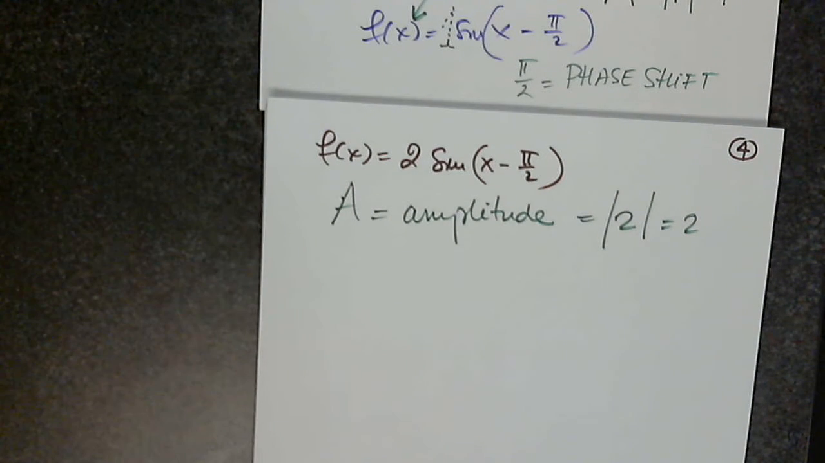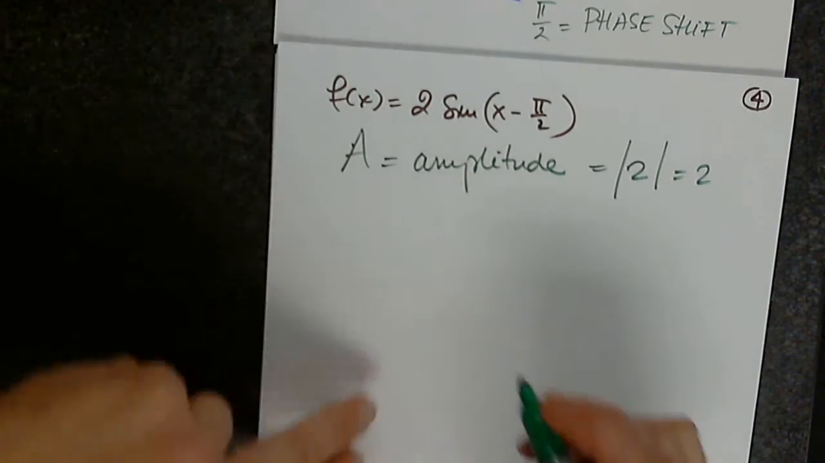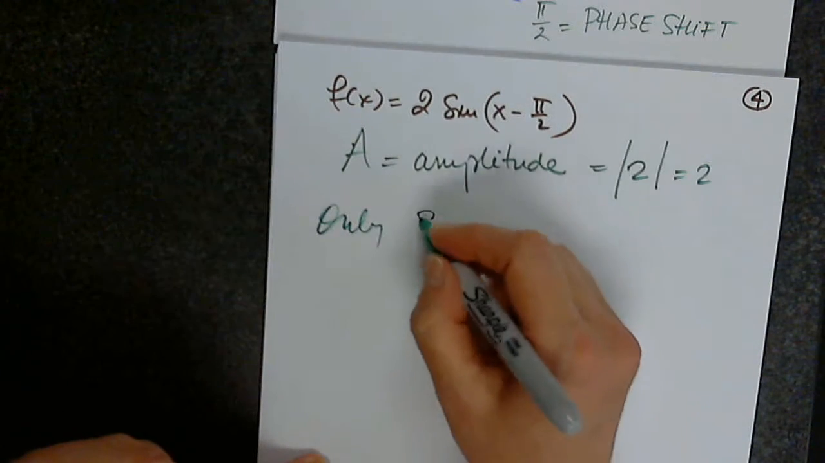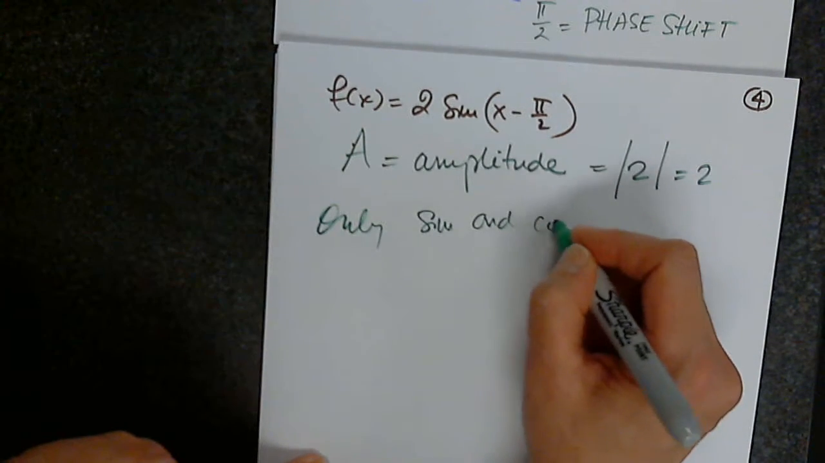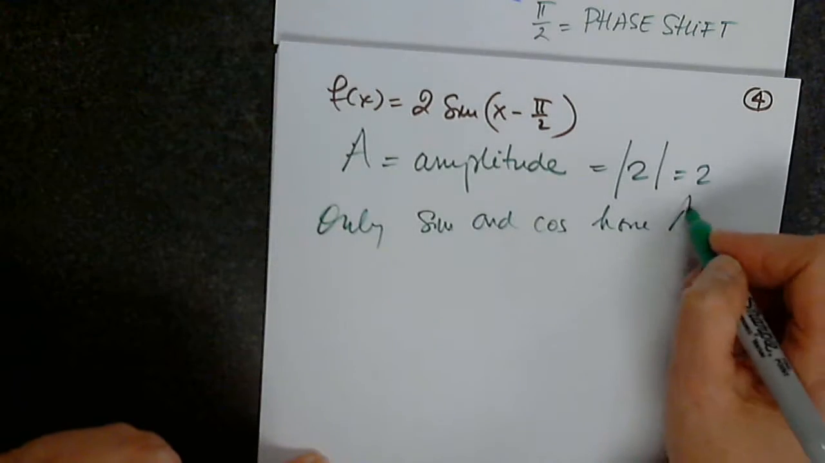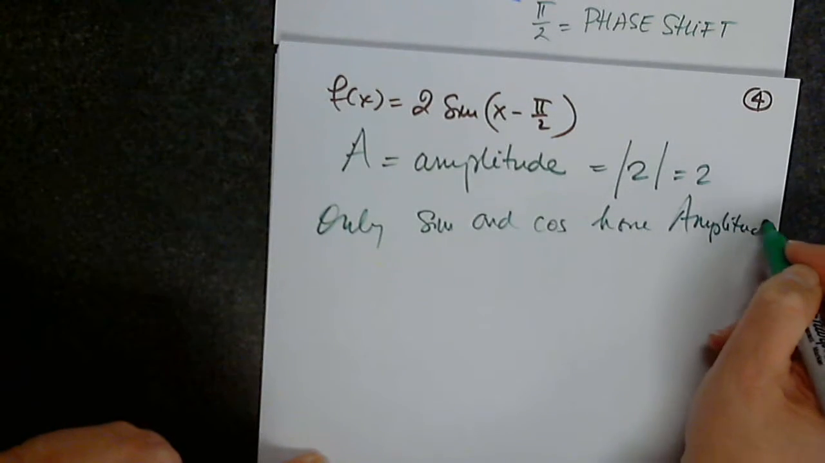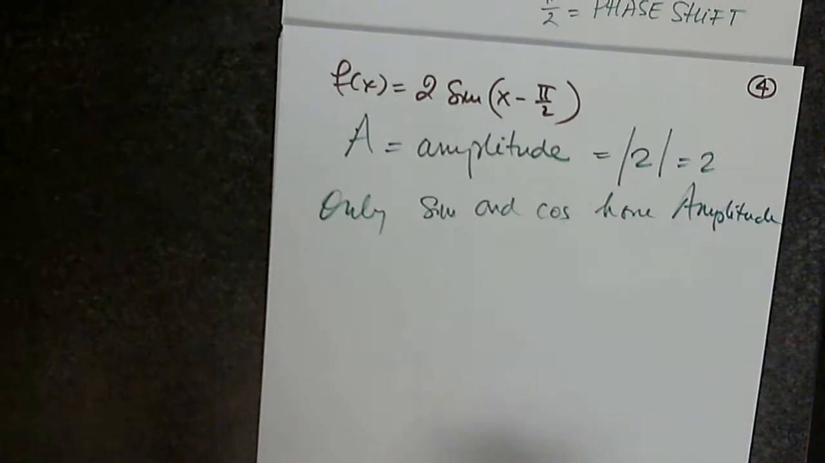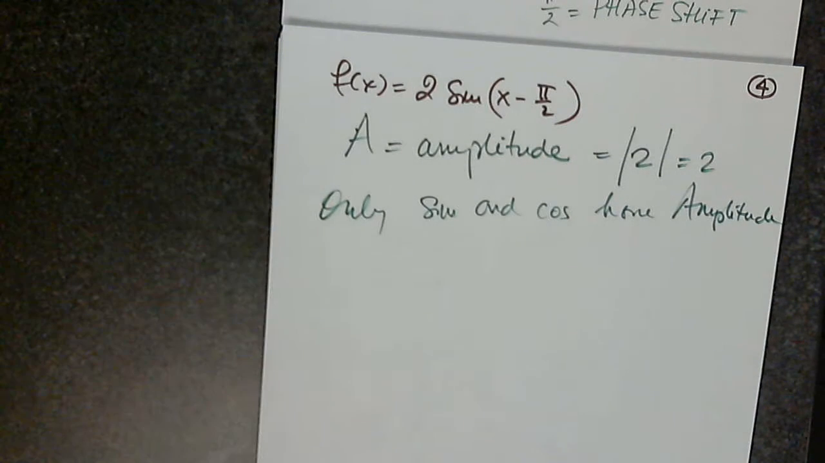Only sine and cosine have amplitude. Tangent, cotangent, secant, cosecant do not have amplitude. So let me write this down. Only sine and cosine have amplitude. The other 4 trig functions do not.